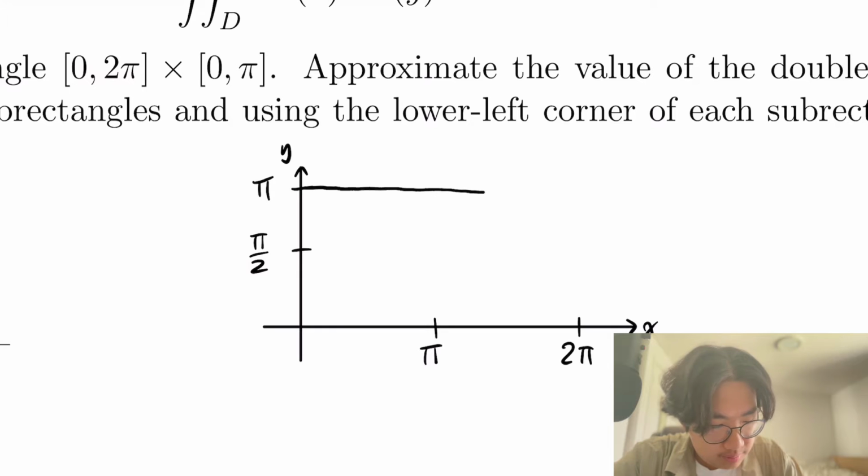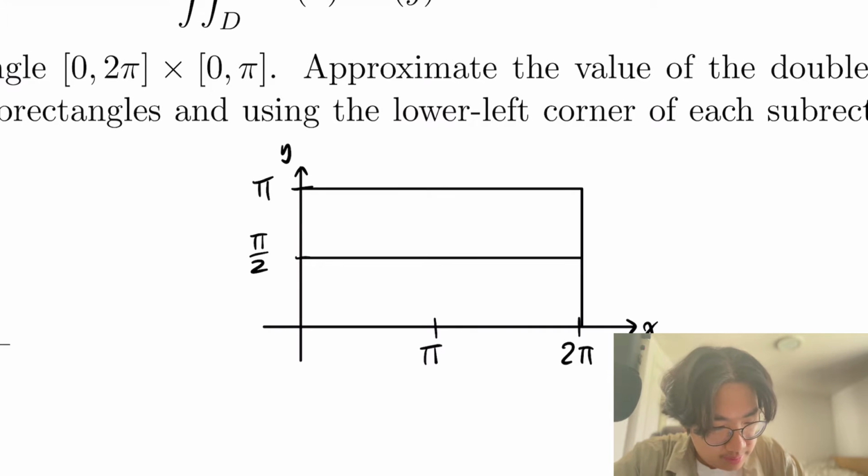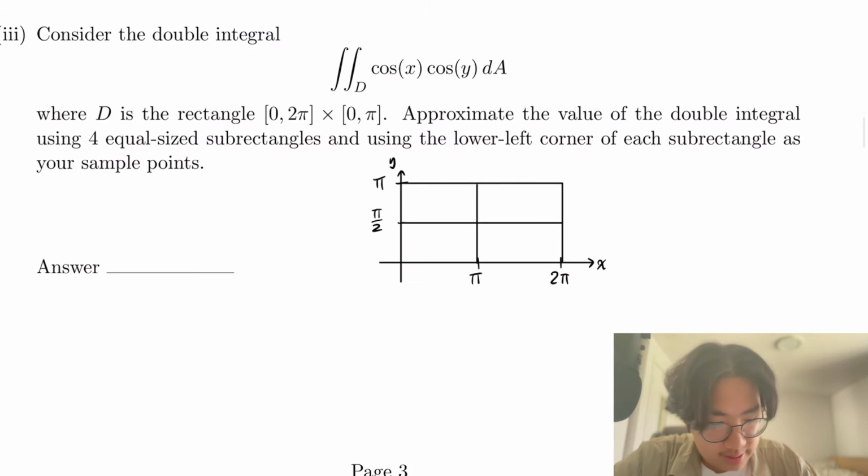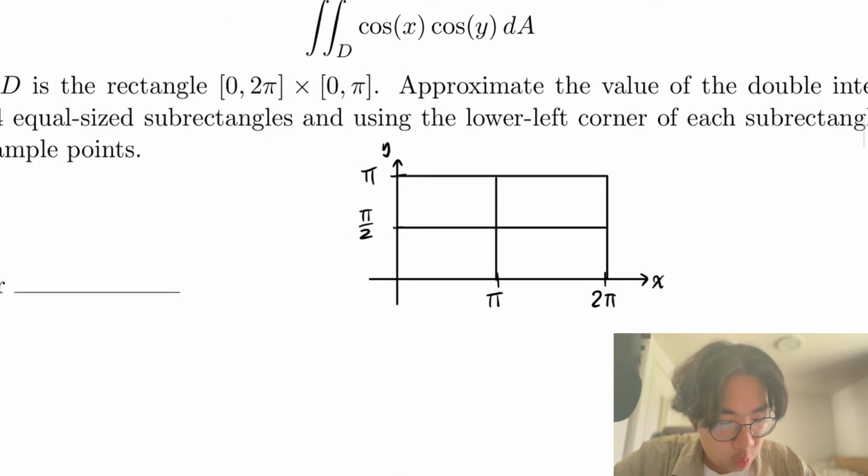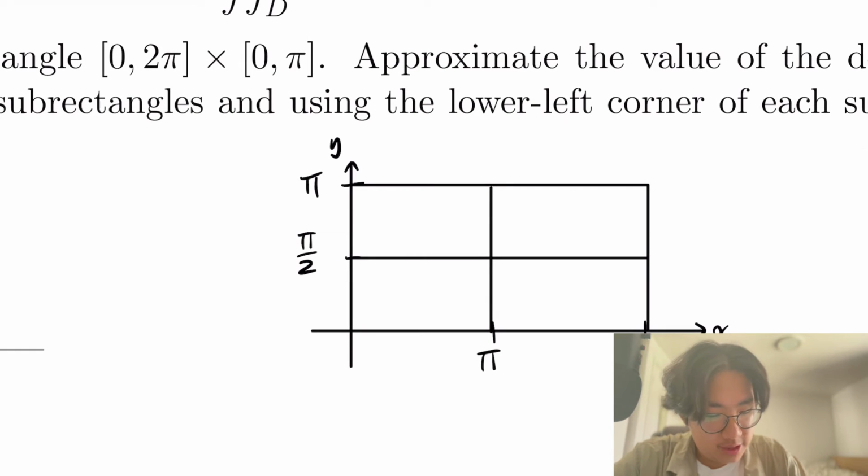I'll try not to butcher that. Okay, that's not the worst. Pi over 2 is probably a bit lower, maybe over there. Something like this. Again, this doesn't have to be super accurate. This is just for reference. So this is what this looks like. And again, we're looking for the lower left corners. So you can imagine this right here as one of them, meaning your corner would be here.